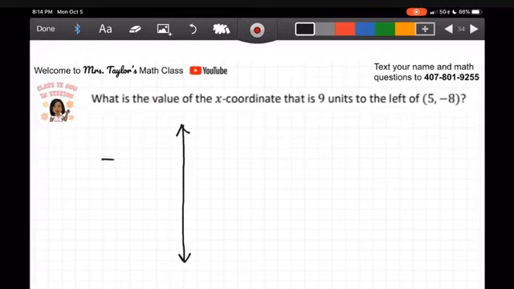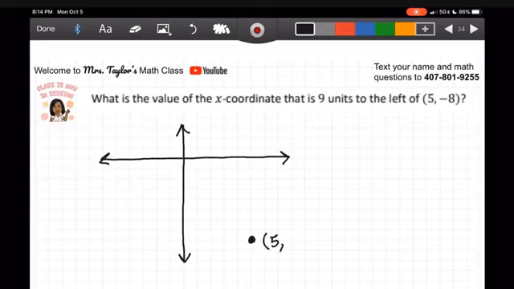And draw it like this. I got a negative 8. I hope I got enough space. So 5 and negative 8. So this is 1, 2, 3, 4, 5. 1, 2, 3, 4, 5, 6, 7, 8. So here would be 5 and negative 8.